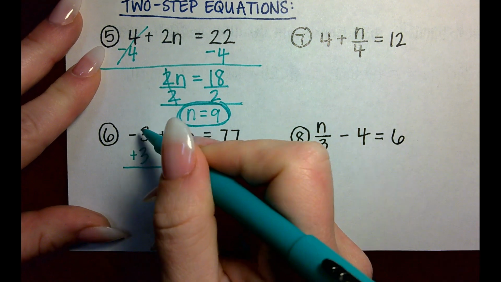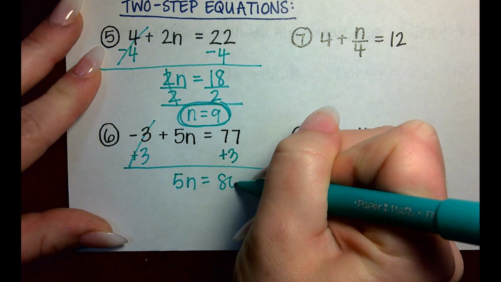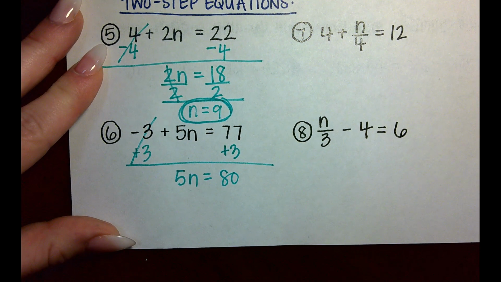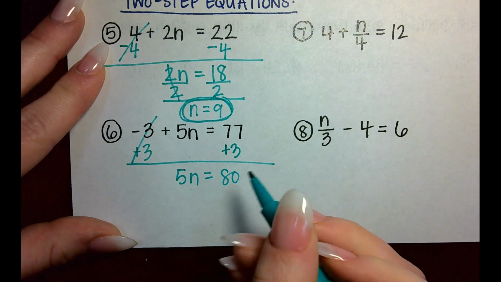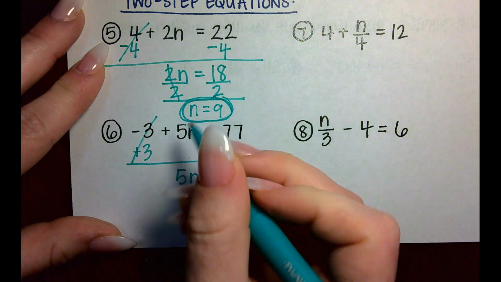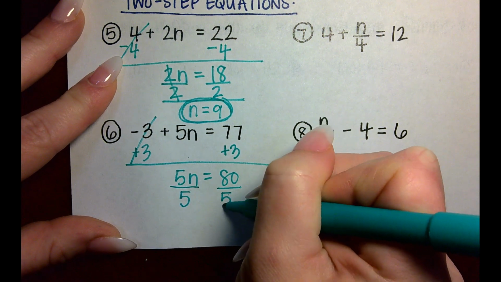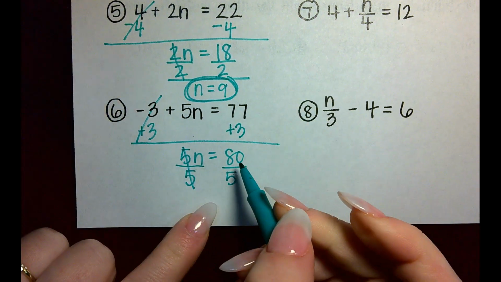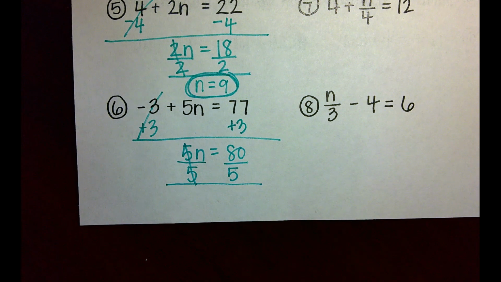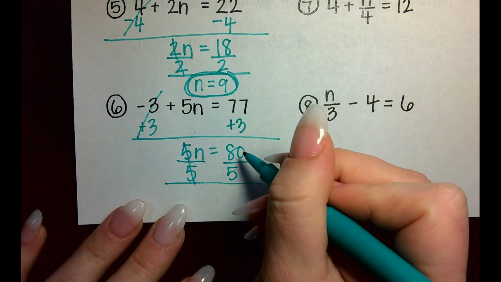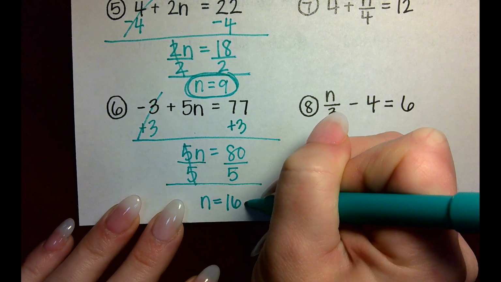Your brain cancels. 5n equals 80. 5n equals 80. And then you multiply it by 5 on each side. So I have 5 times n; to get rid of times 5, we divide by 5. n equals 16. Let's see, 80 divided by 5 is 16, yes. n equals 16.